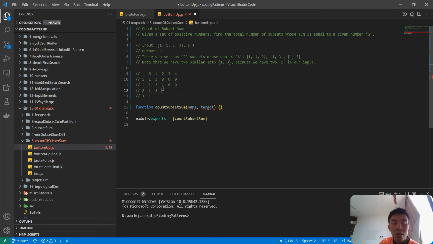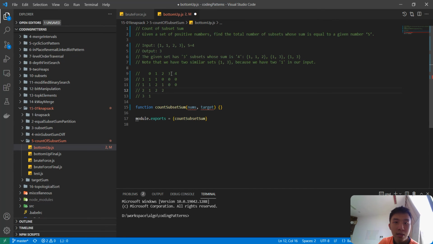Next one would be, okay, if I skip 2, I can find 1 subset. But if I select 2, I will take out 2 from the target sum, left with 0. But not including 2 here, so it will be here, 1. So 1 subset if I take 2, and 1 subset if I skip 2, so it will be 2 in total.